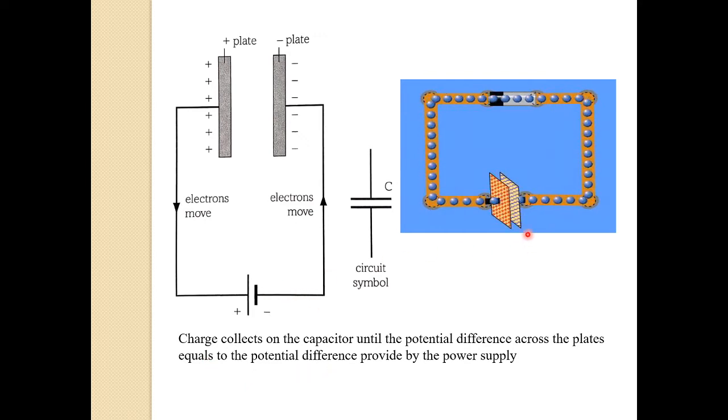Now here in this animation you can also see the electrons coming to this plate and it becomes negative, and the electrons are removed from this plate and it becomes positive. That is how the capacitor gets charged.